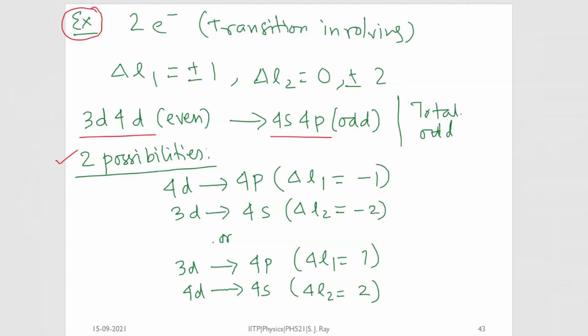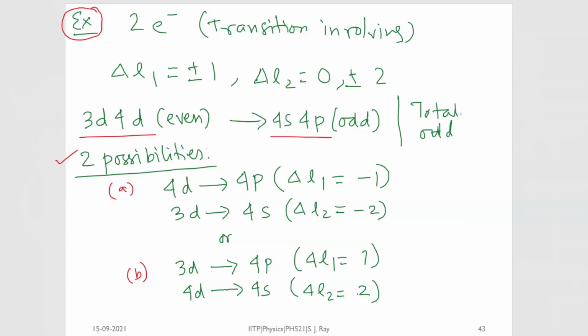Or another possibility which can arise here is this one. So let's say this is situation A and this is situation B. So in situation B, we have, let's say, from 3D to 4P, a transition, which means that L will jump from 2 to 1. So delta L1 will be 1 here. And another possibility is 4D to 4S. So here delta L2 will be 2 basically.